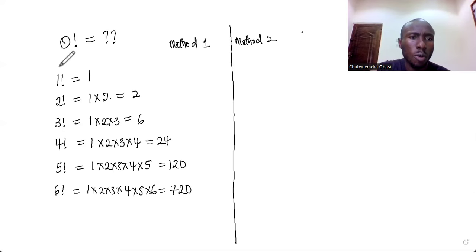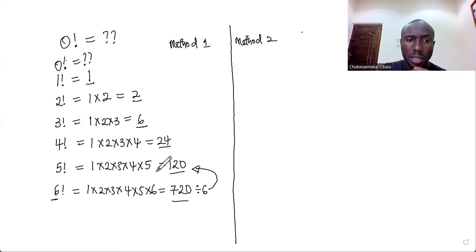So we want to really know what 0 factorial would be. But now, let us understand the pattern of the results we have. Here we've got 1, 2, 6, 24, 120, and 720. So what does it mean? If I divide 720 by 6, that would give me 120. Do you observe that? 720 divided by 6 gives us 120, and that is 5 factorial.